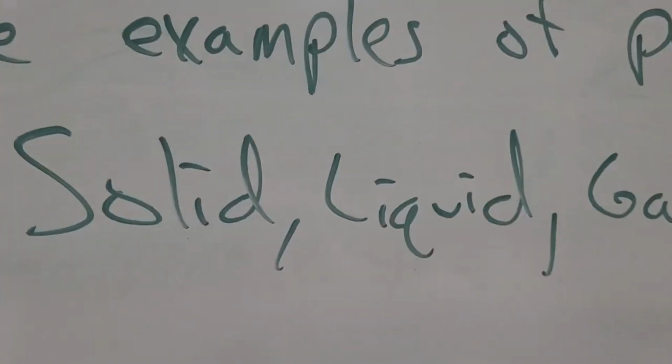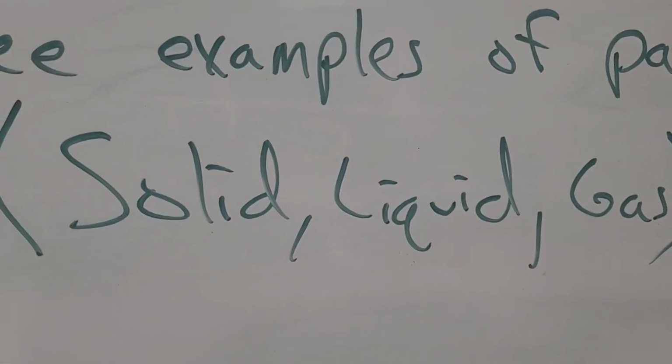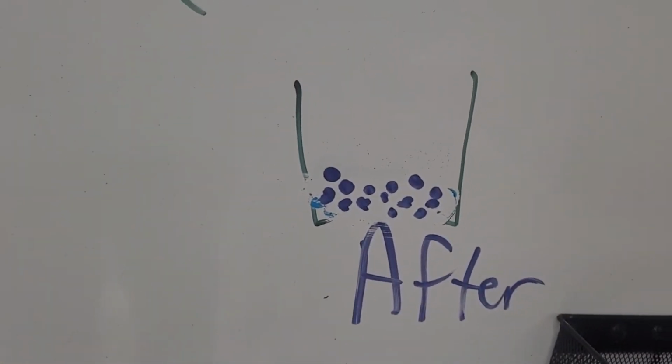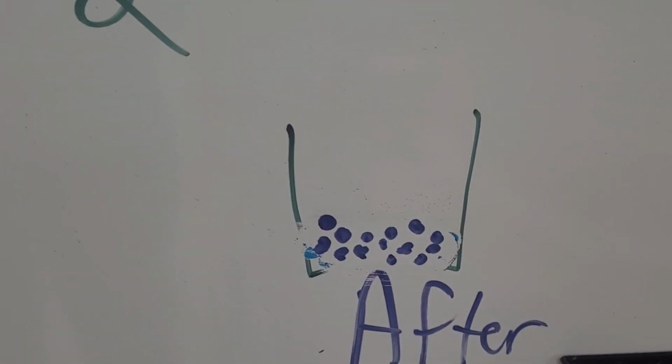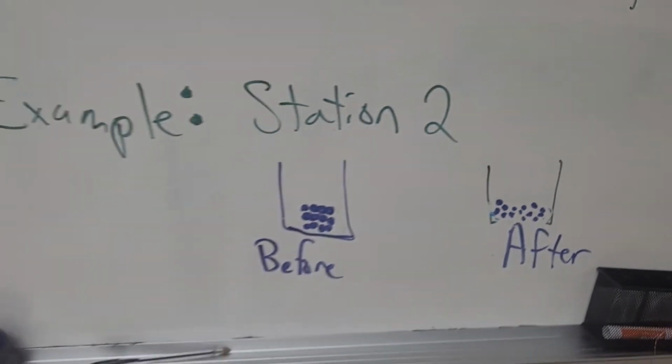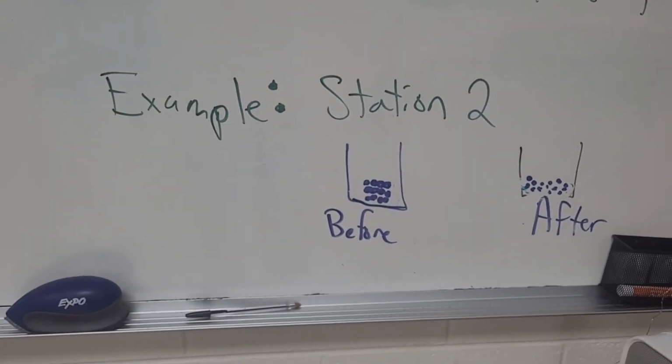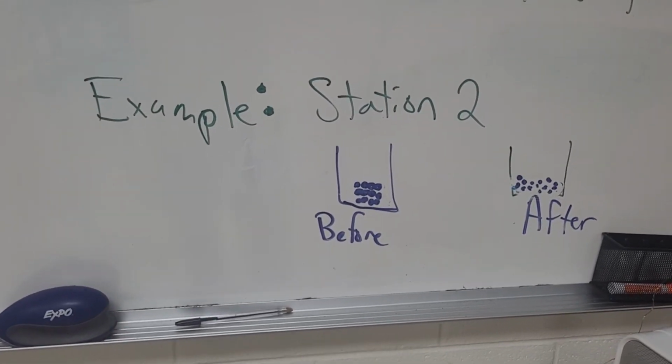And then after it melted, what did we have? Solid, liquid, or gas? We have liquid. We'll go back to that video. How do we show liquids? Oh, it's more spread out, not filling up the container, right? But there's more space between the molecules. They're able to move more. So this right here is a good example for a particle diagram for station 2.